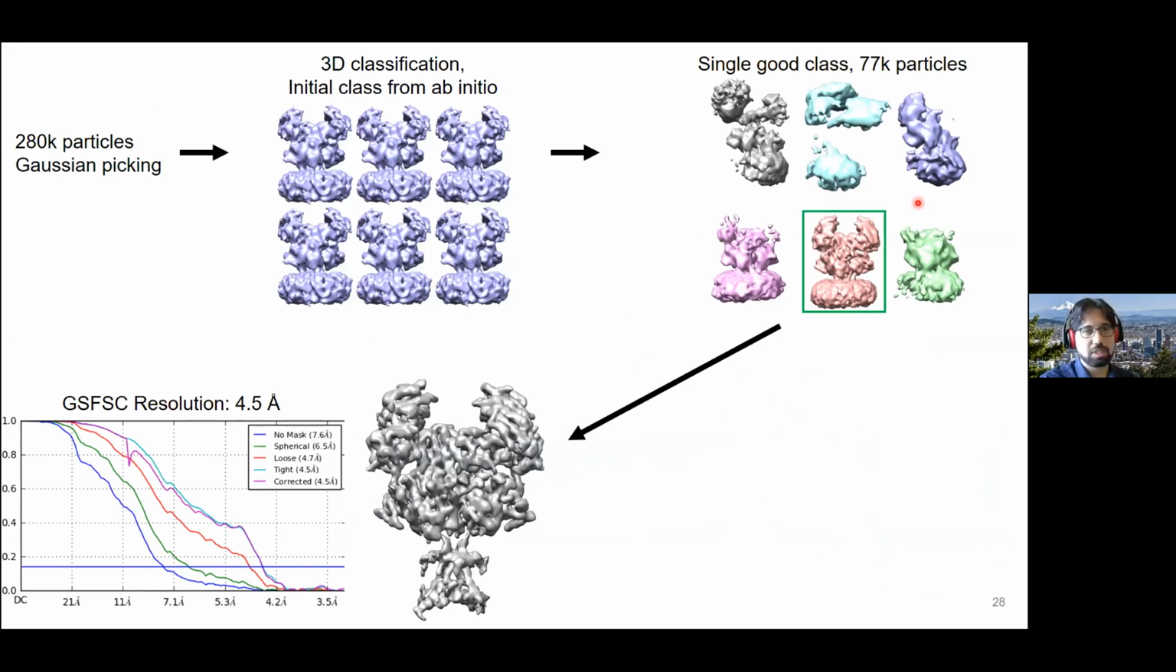You can also, if the protein is something you worked on before, always just start by filtering another structure and use that as your initial model.